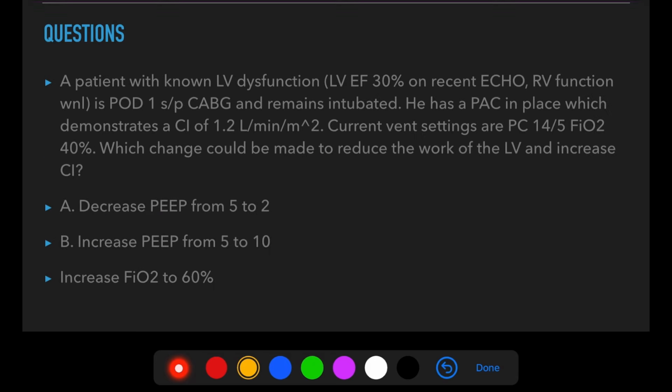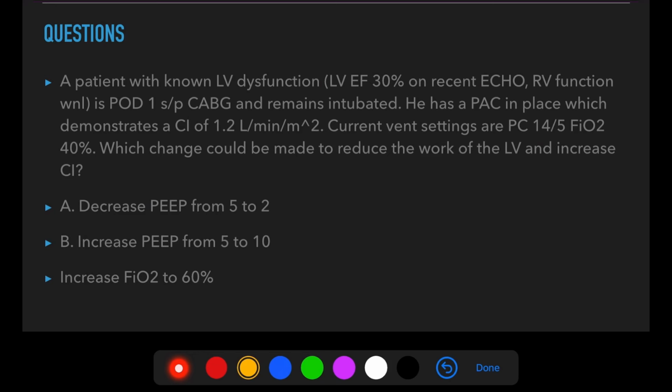A patient with known LV dysfunction, LVEF is 30% on recent echo, RV function is within normal limits, it's post-op day 1 from CABG, and they remain intubated. They have a PA catheter in place, which demonstrates a cardiac index of 1.2, which is low. Current vent settings are pressure control, 14/5, FiO2 of 40%. Which change could be made to reduce the work of the left ventricle and increase cardiac index? Decrease PEEP from 5 to 2, increase PEEP from 5 to 10, or increase our FiO2 to 60%.